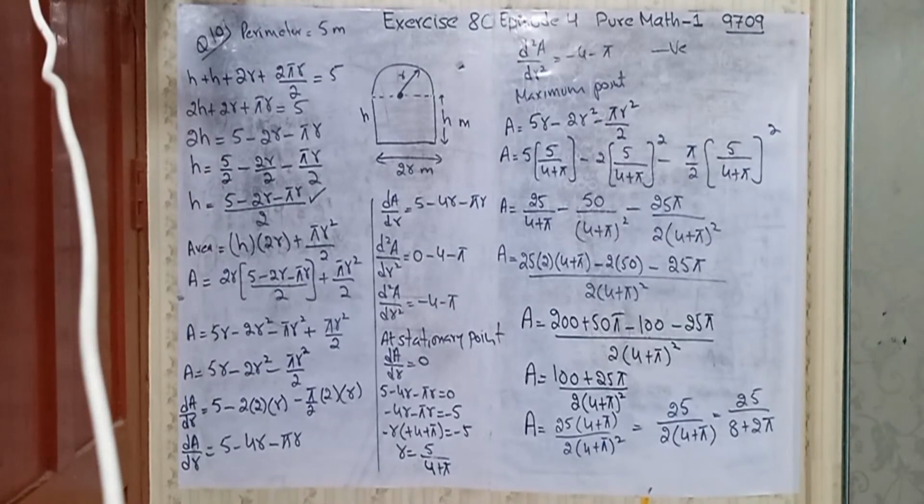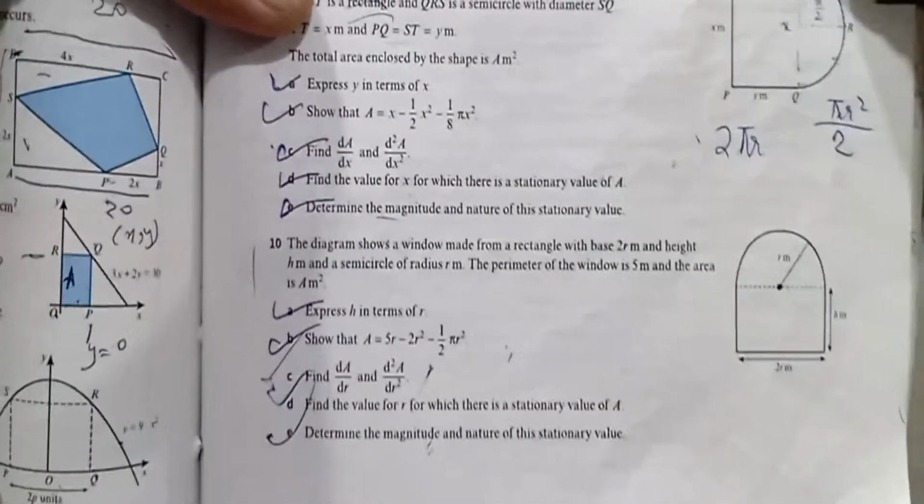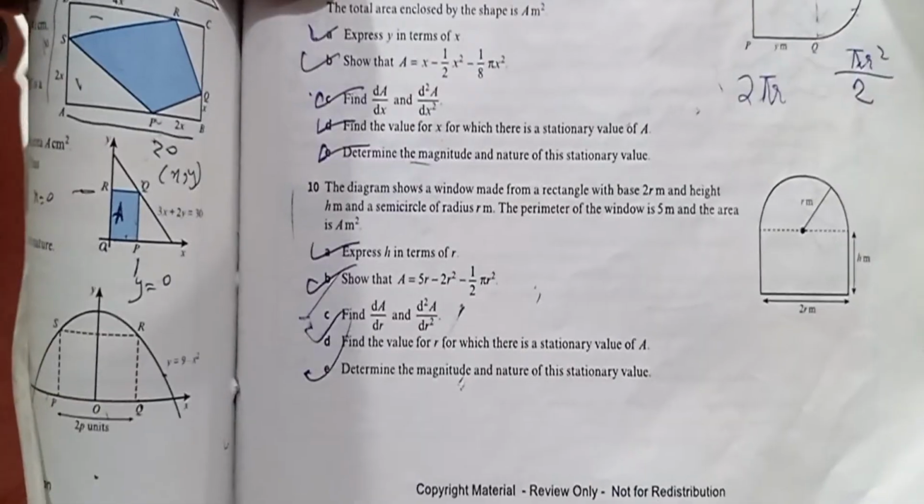In question number 10, you see they have given you this question. Can you see this question? I hope this is clear. So question number 10 is showing up on your screen, and I have already solved it.